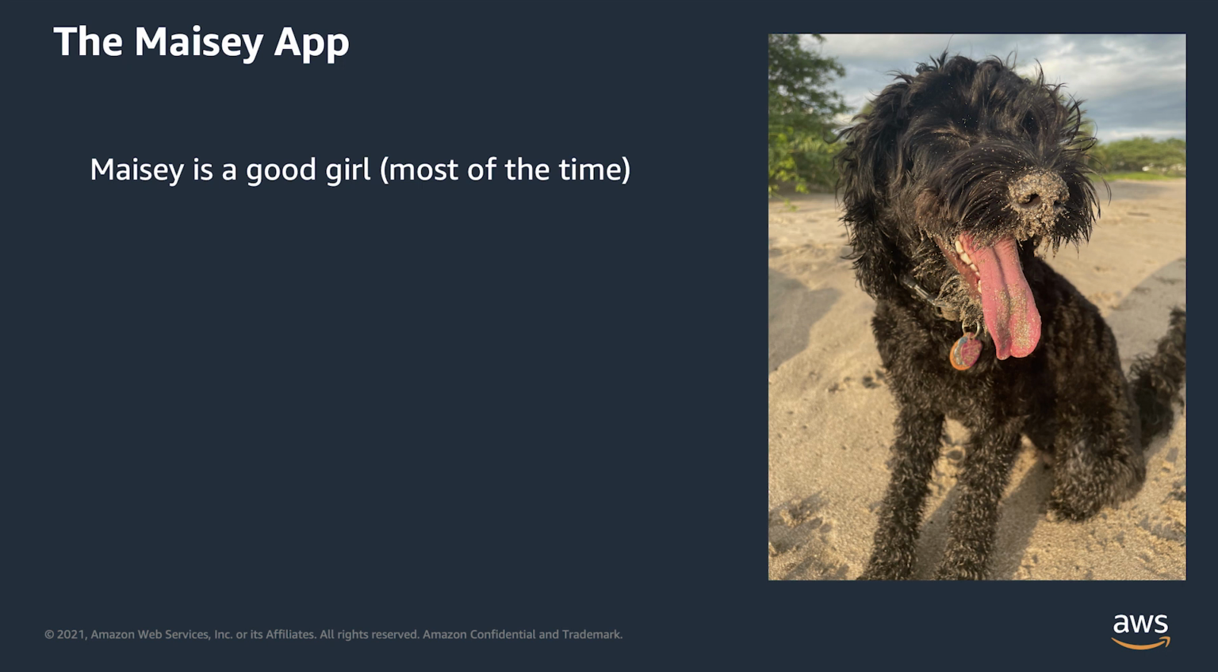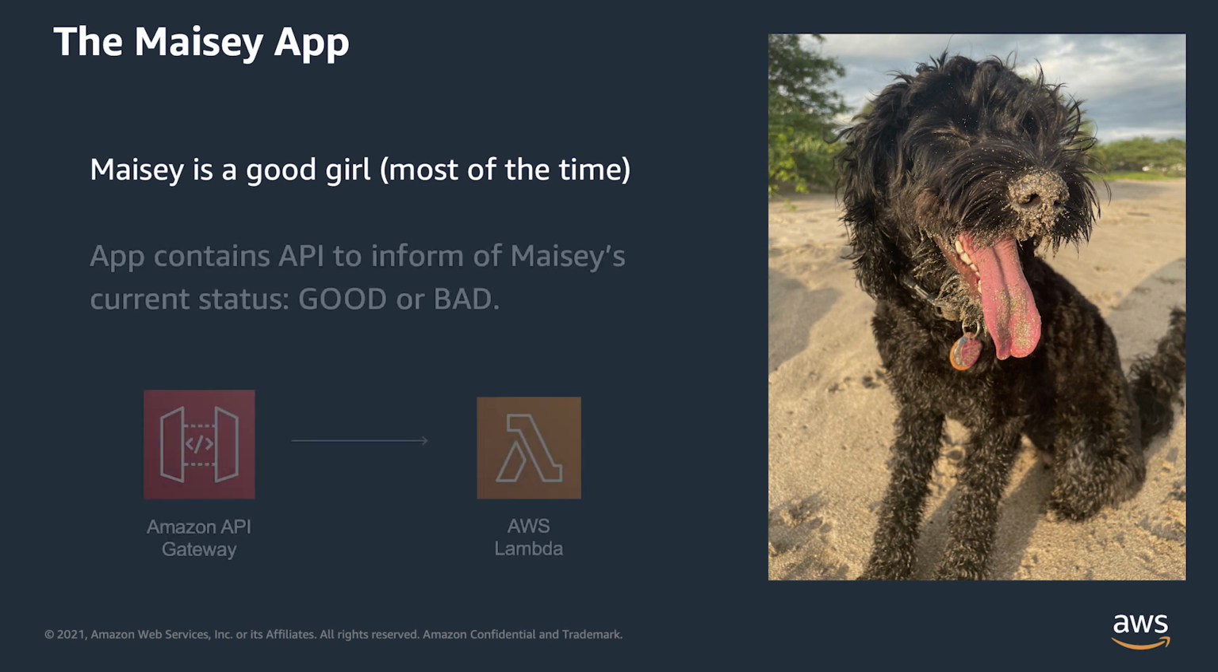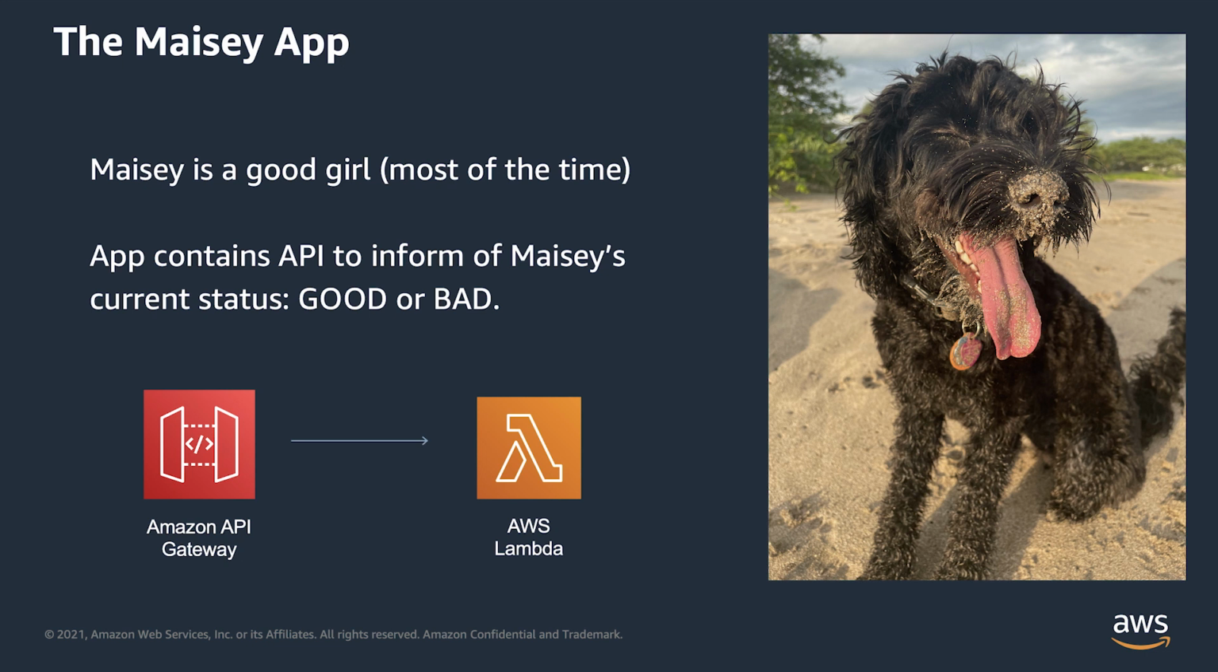Sometimes, Maisie chews my slippers, and on those days, she is definitely very bad. Maisie's friends and family would like to track the status of Maisie's behavior in real time. So, I've created a simple app using Amazon API Gateway and AWS Lambda to publish Maisie's current status. Now let's see how I can use SAM Accelerate to speed up my development of the Maisie app.